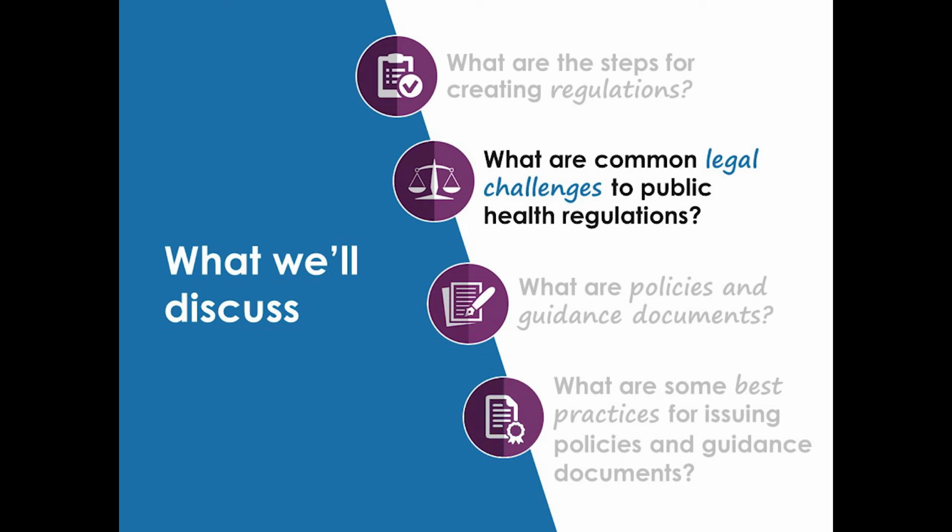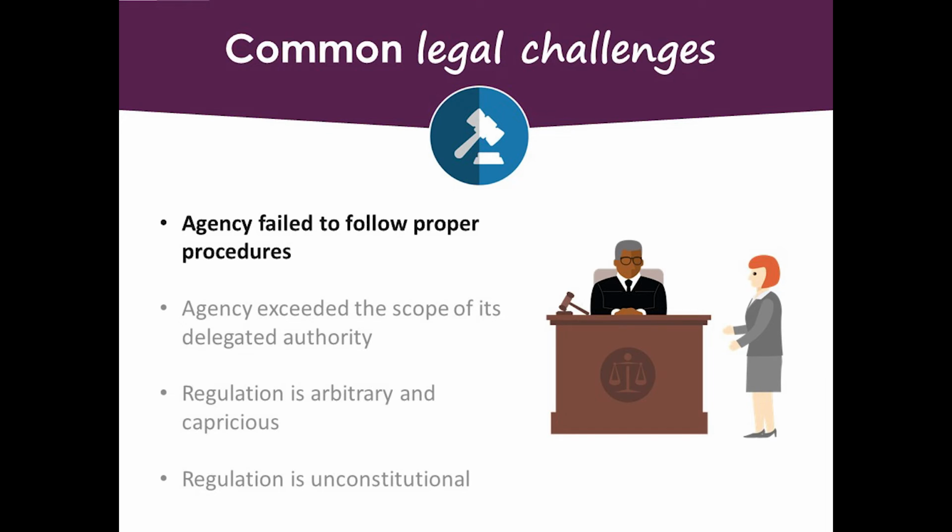As the following examples show, courts typically defer to agencies' expert determinations on how to regulate matters within their authority, allowing public health agencies flexibility to adopt regulations to protect and improve health for all. There are 4 common challenges to public health regulations. First, a person or business may challenge a regulation on the grounds that the agency failed to follow proper procedures. For example, a person could argue that an agency failed to provide the public with adequate notice of a proposed regulation before it was adopted.